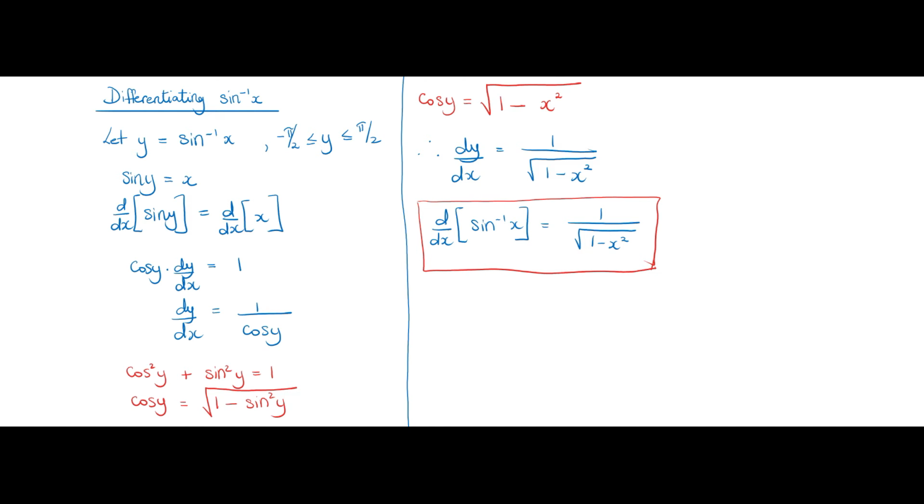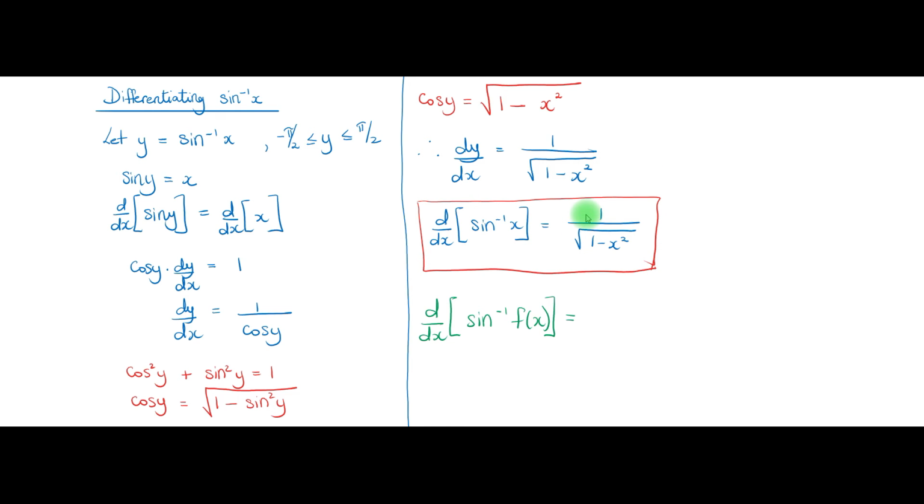Now suppose we want to generalize. This one was specifically for sine inverse x. But suppose we want the derivative of sine inverse of some function of x. So not x, but f of x. Well, then this is where the chain rule would come in. We would use this.